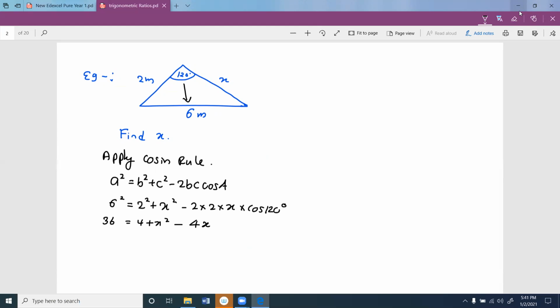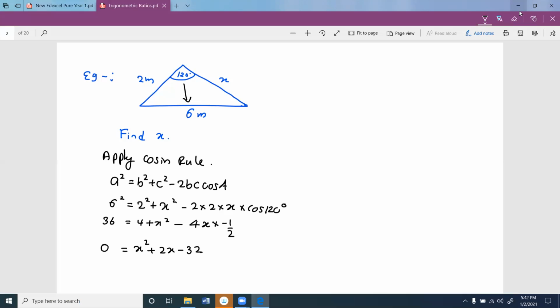See what is the answer for cos 120? Yes. Okay, cos 120 becomes minus half. So this is into minus half, and that will just be plus 2x. Then you can write it like this: x squared plus 2x, bring this 36 to the other side, it is minus 32. This is the answer for that.